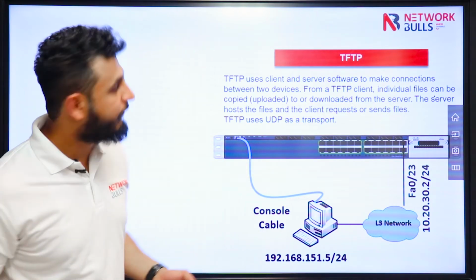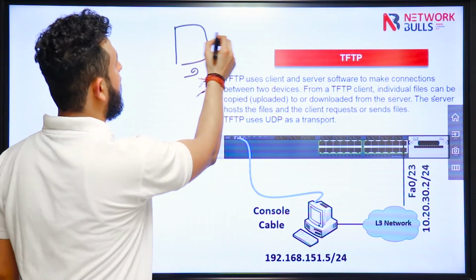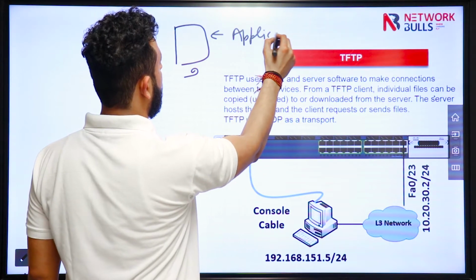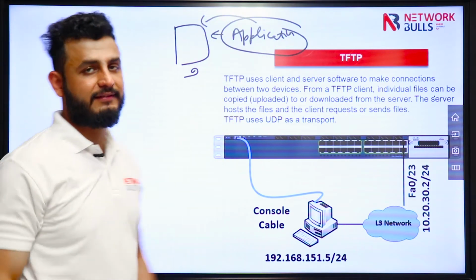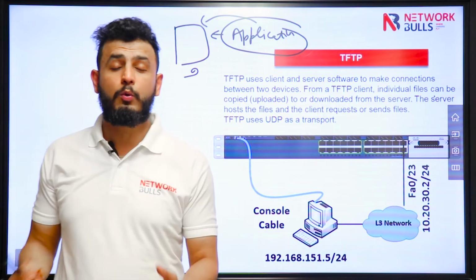So if you want to configure your end machine as a TFTP server, you have to run an application on this machine. After running the application, your system will act as TFTP server. Now the question is, why we use TFTP in networking?